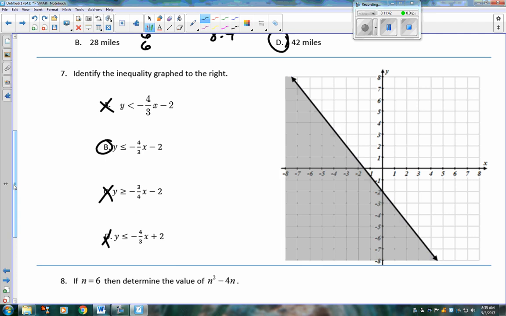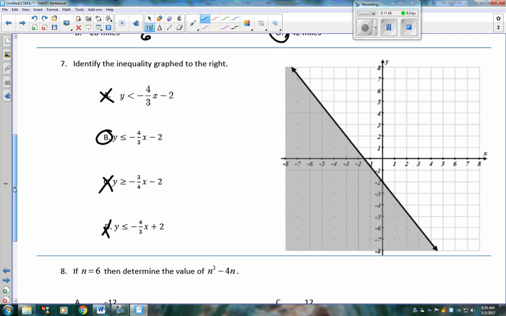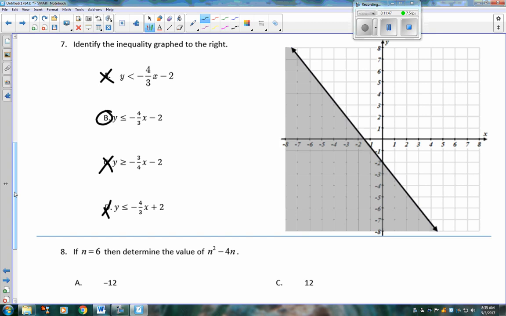7. If it's solid, it has this line underneath. If it's dotted, it doesn't have the line.